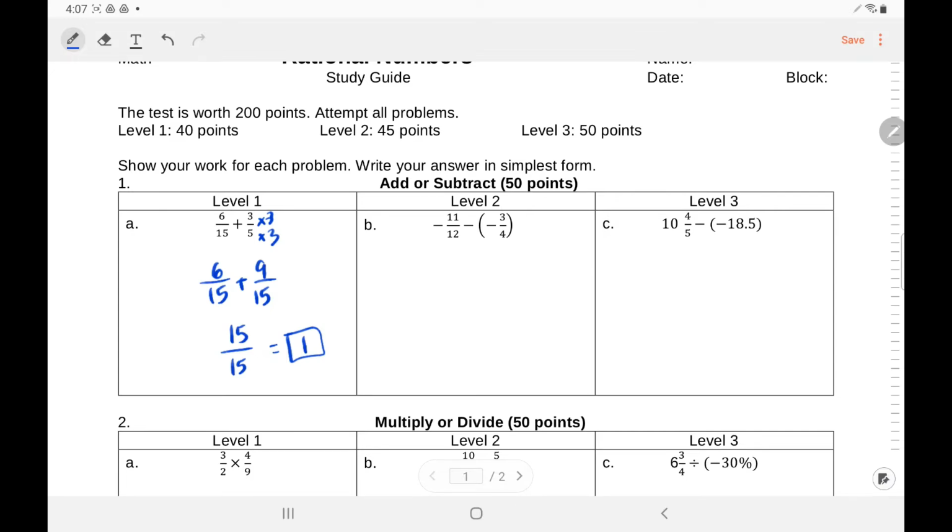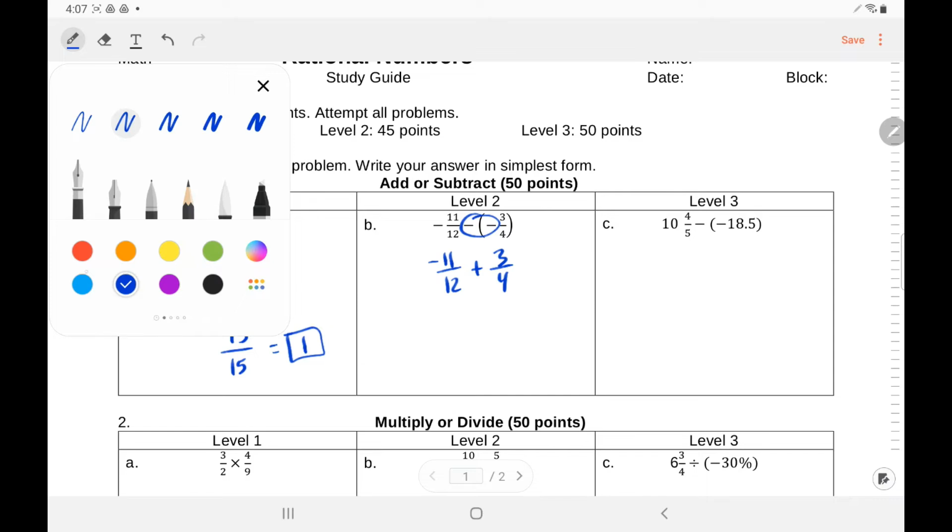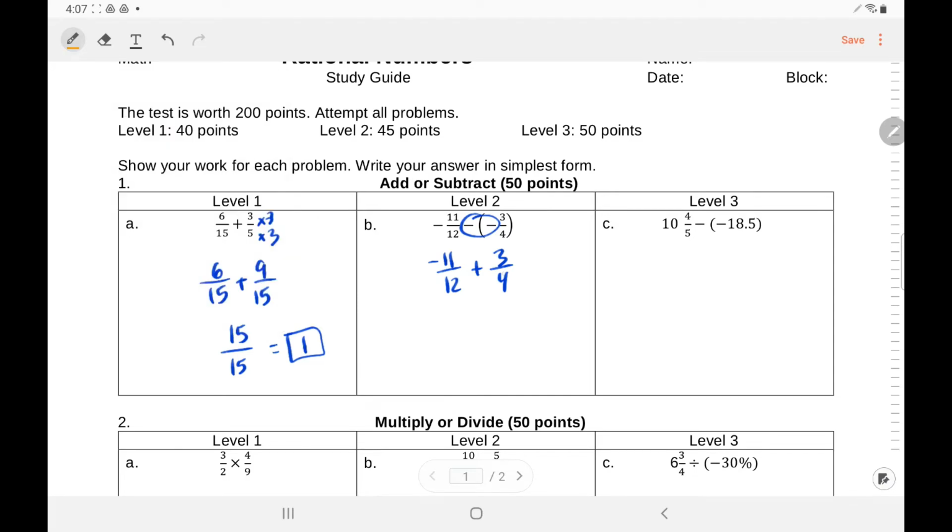Level 2, -11/12 minus -3/4. The first thing we're going to do is simplify the middle. We have -11/12 minus negative. If the signs are the same, then it's a positive, plus 3/4. In our last problem, our common denominator was 15. Now our common denominator is going to be 12. So we're going to multiply our second fraction by 3 to get a denominator of 12. So now we have -11/12 plus 3 times 3 is 9, 4 times 3 is 12.